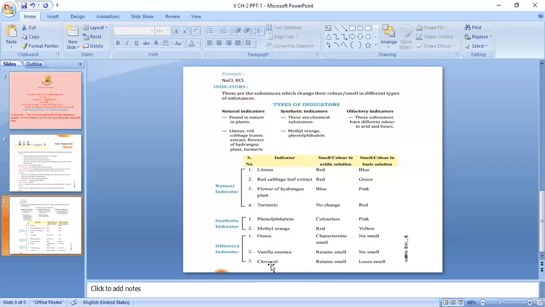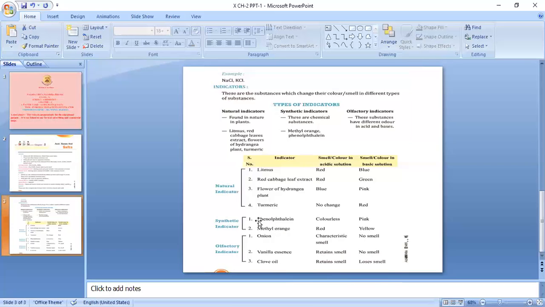Now let's discuss clove oil. Again, just like vanilla essence, clove oil also retains its smell in acidic solution. No change in the smell. But when we talk of basic solution, the smell of clove oil disappears on the addition of a base. That is, clove oil loses its smell when you add a base into it. So in this way, it indicates the acidic solution also and basic solution also.